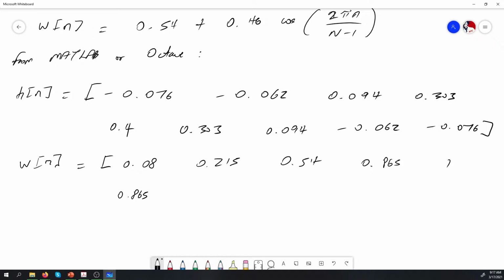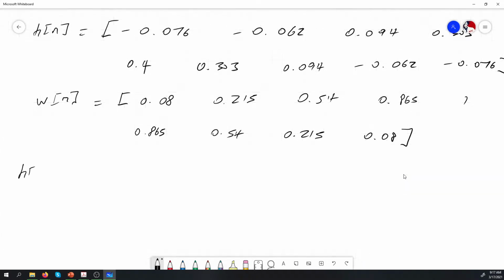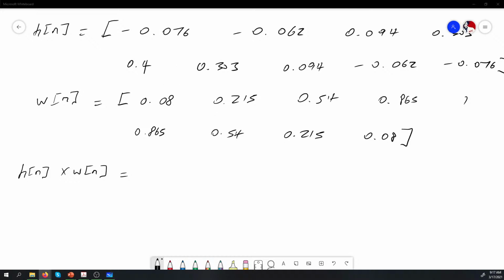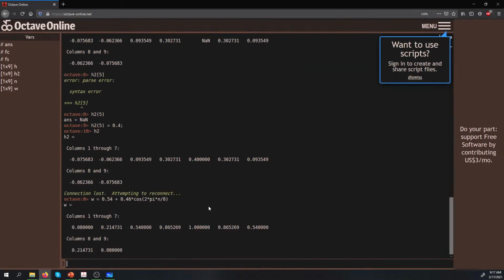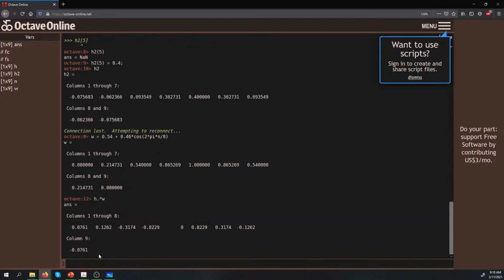0.865, 0.54, 0.215, and then 0. Right. And the last thing we have to do here is basically h of n times w of n, where we take each one of these values and multiply them straight across. So we have h .* w, and we get our multiplications as required straight across for each one of these.